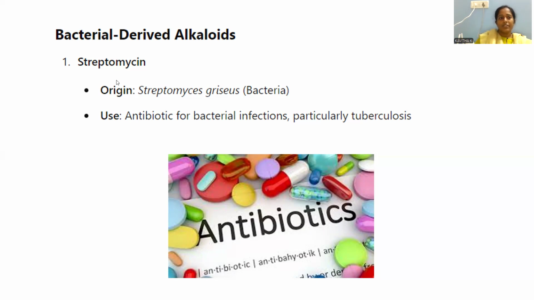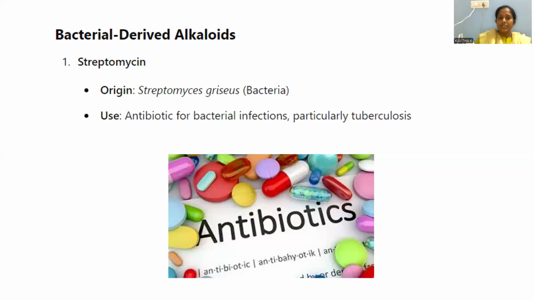The best example will be streptomycin. Streptomycin originates from Streptomyces griseus, the bacteria from which streptomycin is extracted. It is an antibiotic for bacterial infections, whether narrow or broad spectrum. Narrow spectrum means it cures diseases caused by only a few types of bacteria. And broad spectrum means what? Most of the diseases get cured by only one drug. That is called a broad spectrum antibiotic.